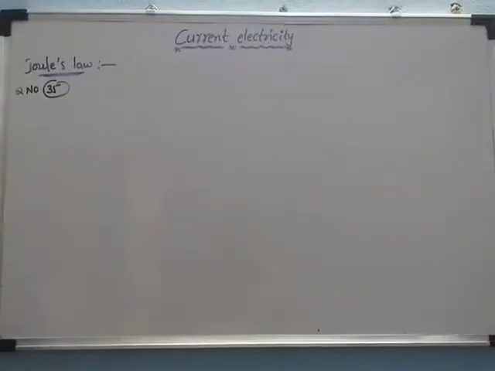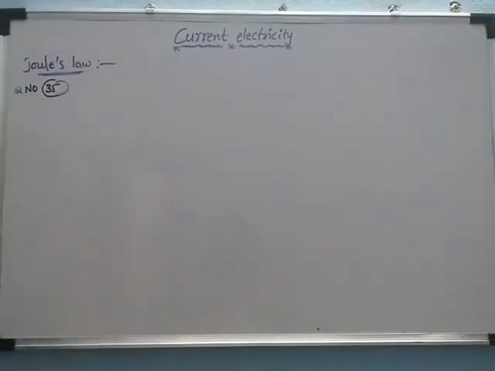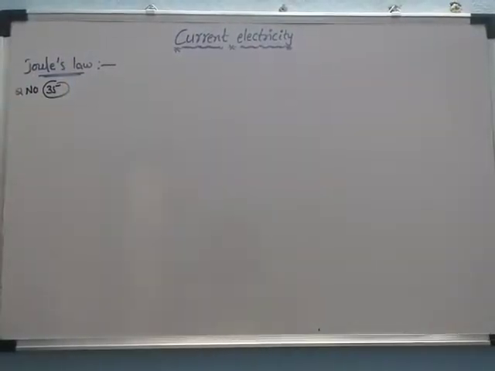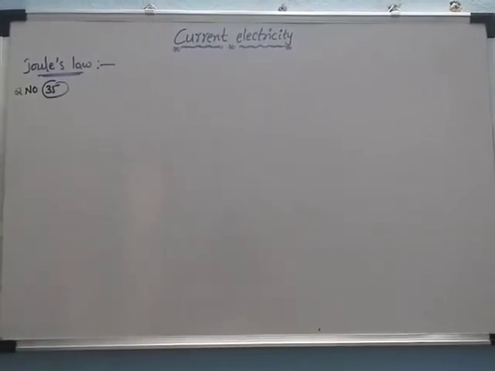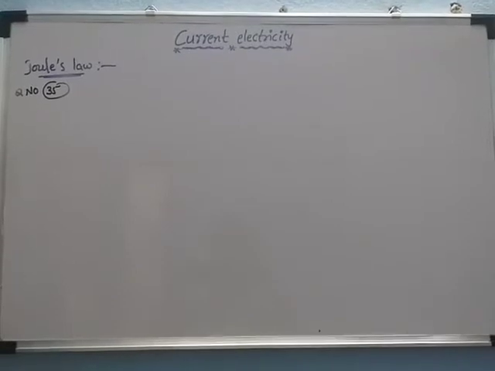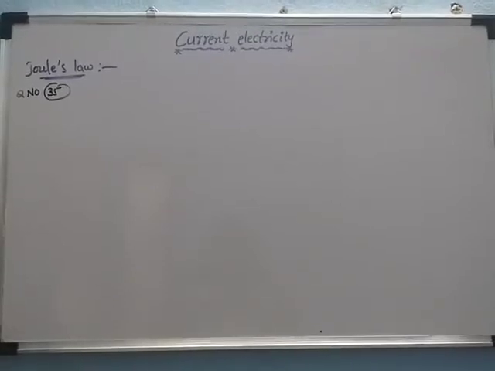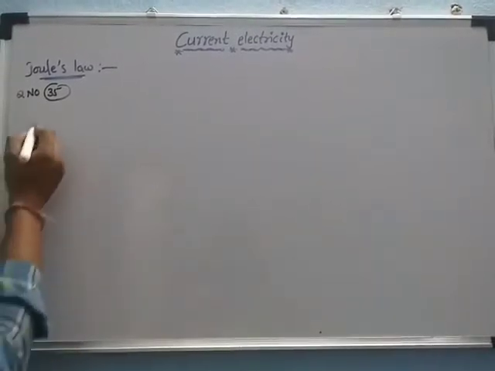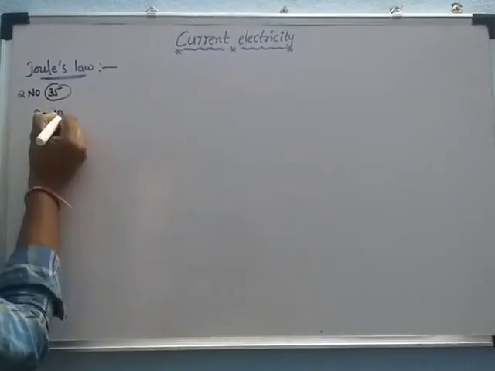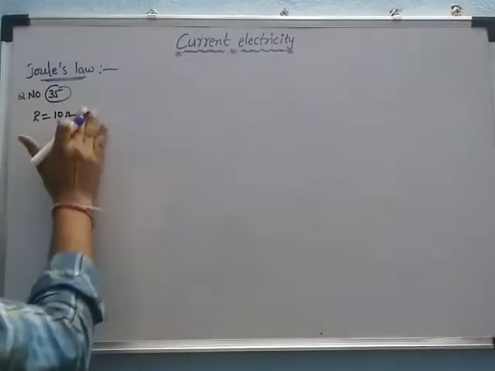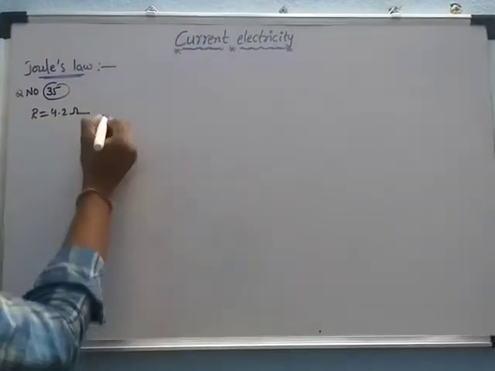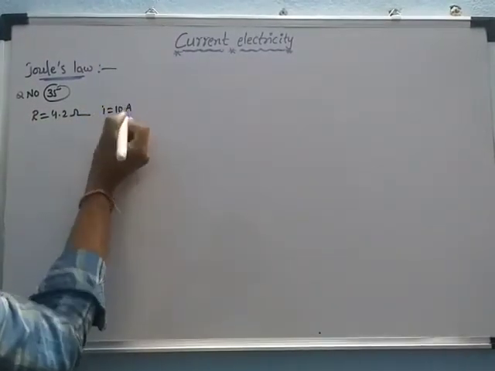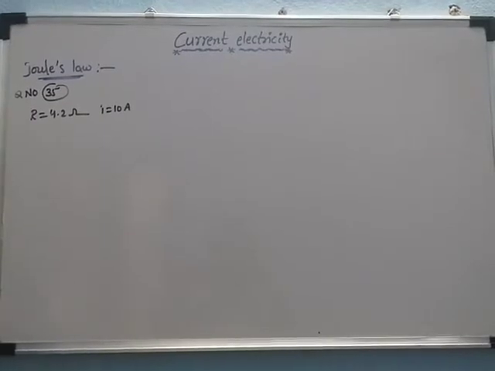So next we'll be discussing problems on Joule's law. This is question number 35. Heat produced in a conductor of resistance 4.2 ohms with 10 amperes current. The resistance is given as 4.2 ohms, and the current in the circuit is 10 amperes. Then find out the heat produced per second.